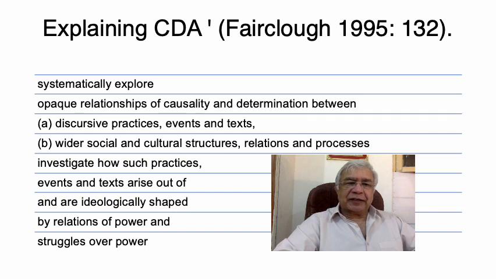First of all, it's a systematic way, as Fairclough said in his book, a systematic way to explore. What to explore? Opaque relationships of causality and determination, that it is meant to discover some type of relationship between two things. If some cause takes place, what happens because of that? If one is involved in that, that person is doing CDA.